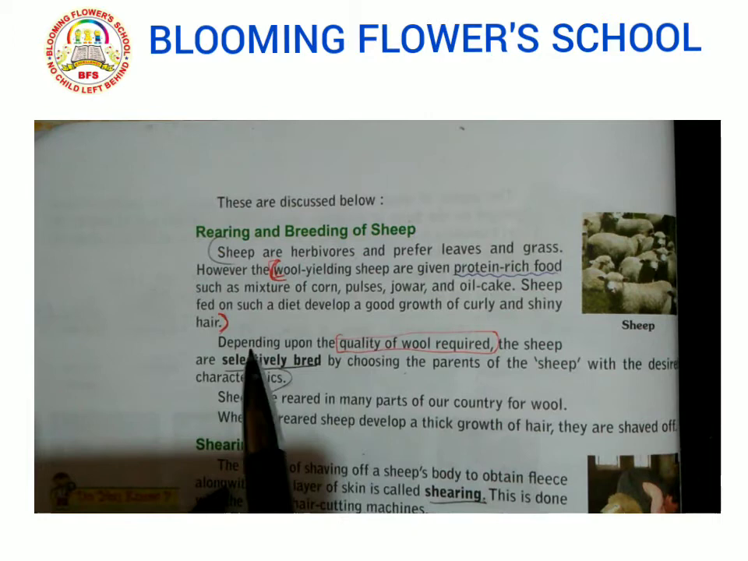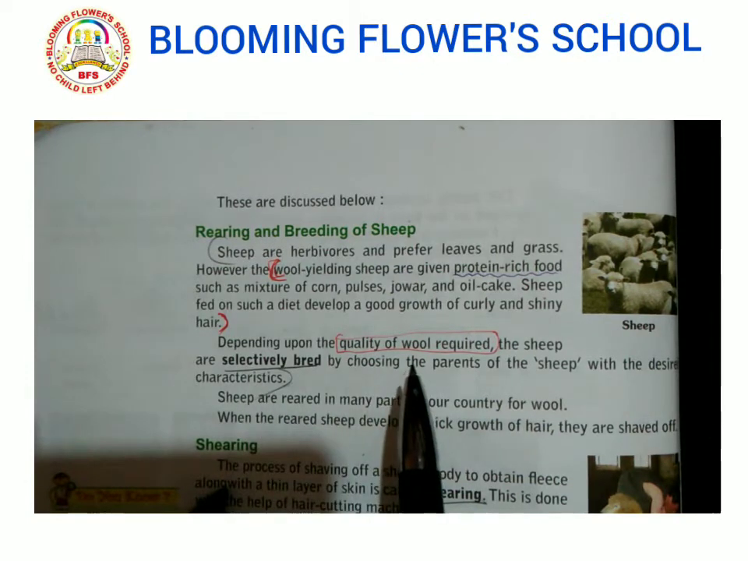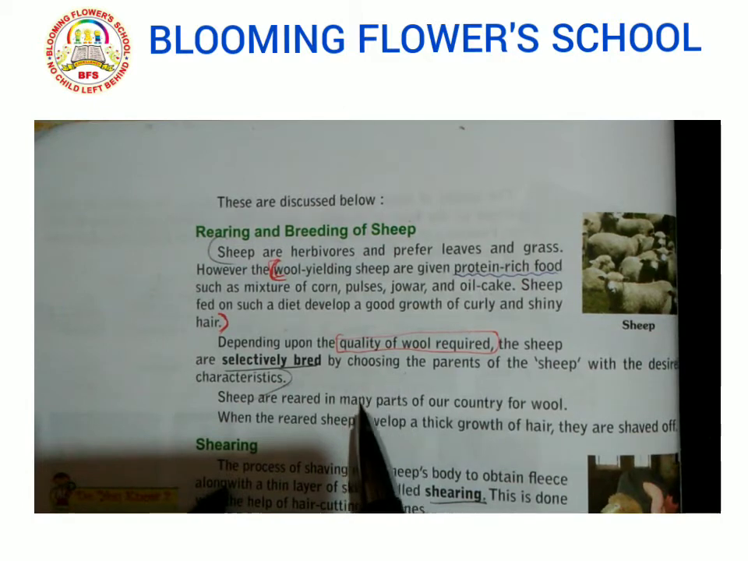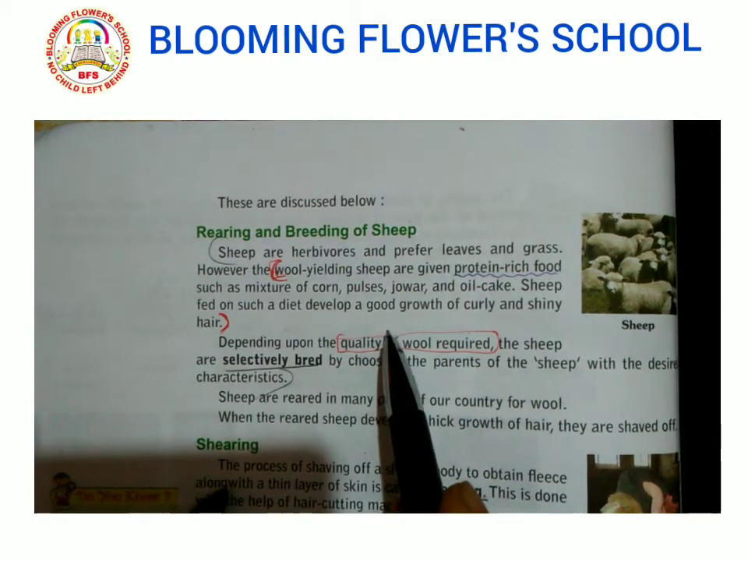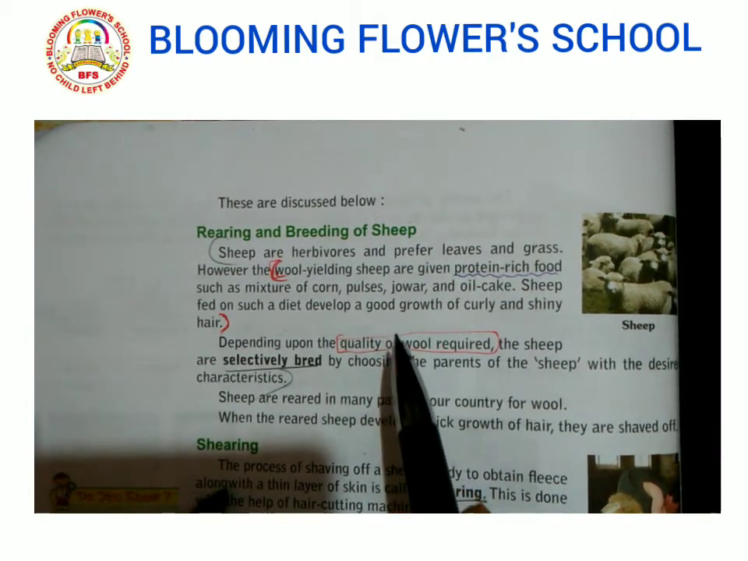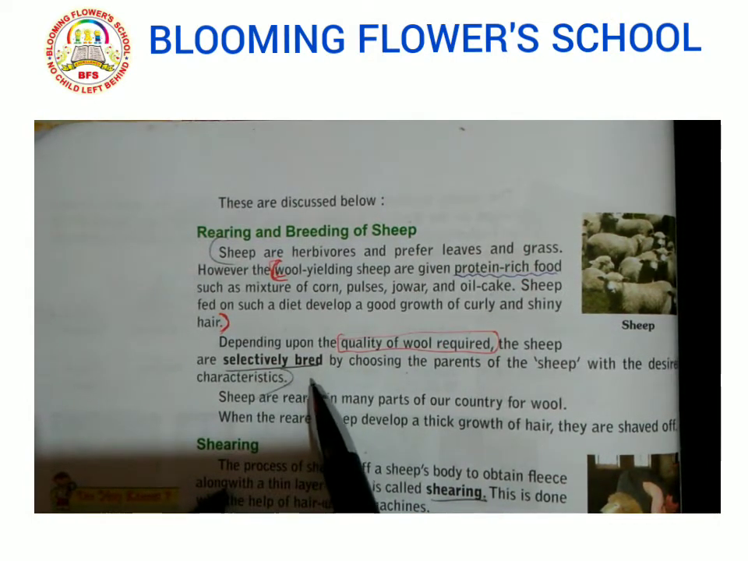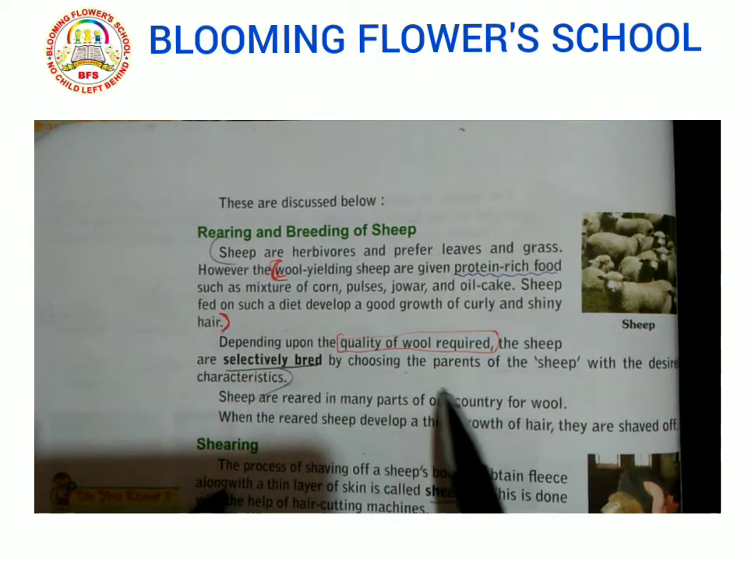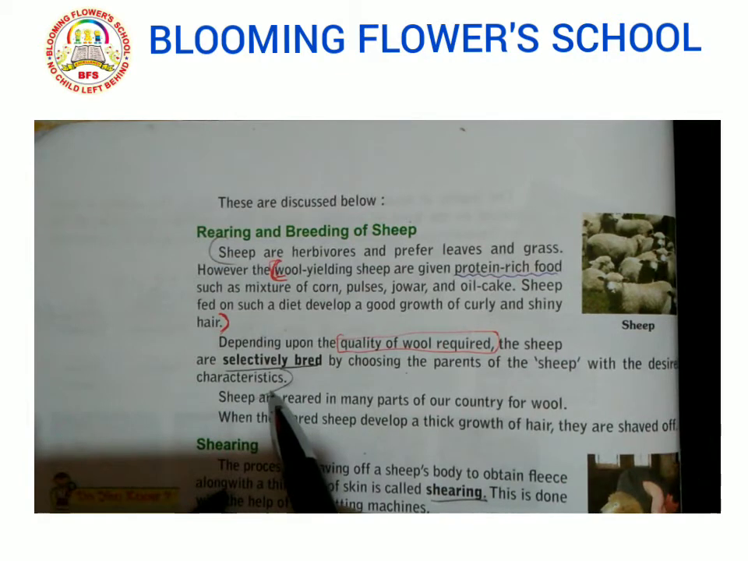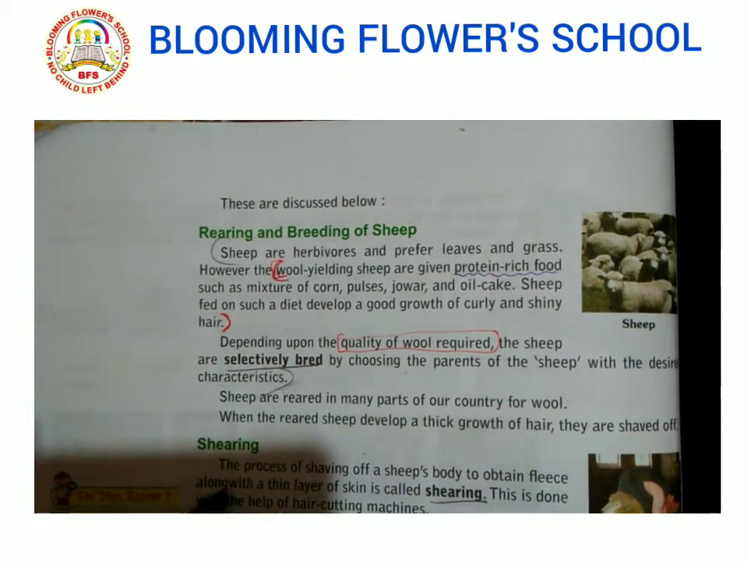One sheep, the female one, will be the shiny and quality one, and then the male, for color mixing, so then we'll get a baby which is shiny and strong. So selective breeding is done by choosing the parents with the desired characteristics, meaning you choose what kind of wool you need.